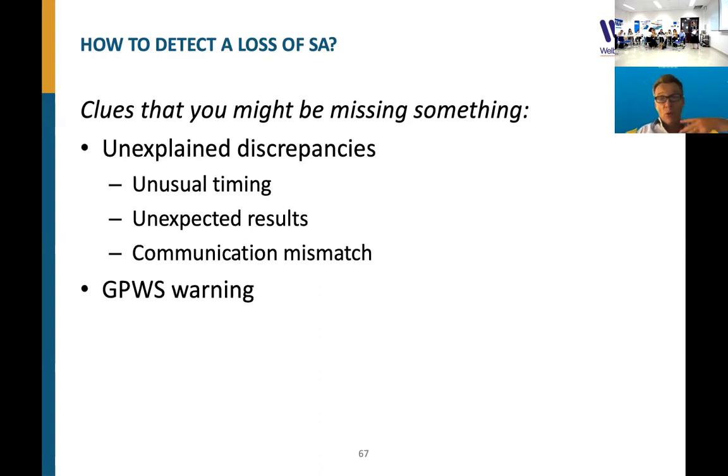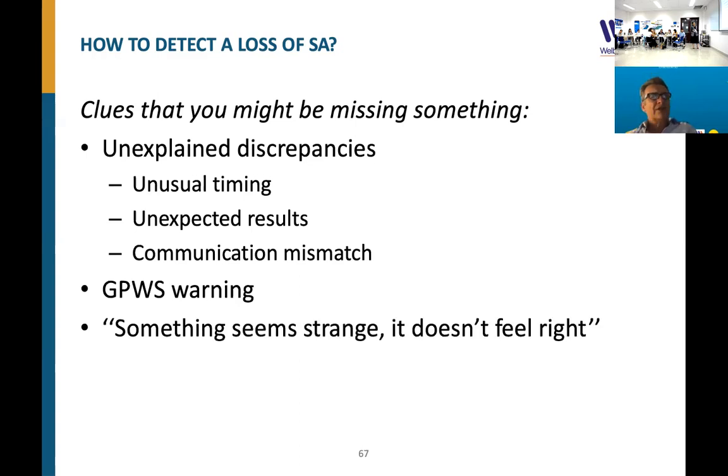Of course, it might be a warning, and a GPWS warning is a good example of a loss of situation awareness warning. Or sometimes it's something very intuitive. Oh, something seems strange. It doesn't feel right. Sometimes we have this small intuition, and sometimes we tend to not really hear our intuition.